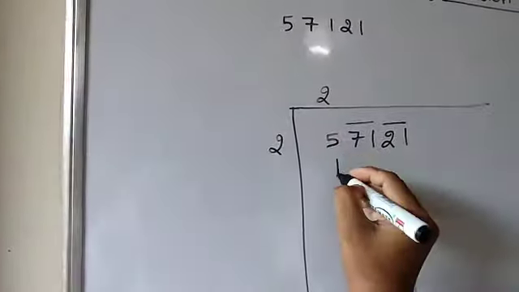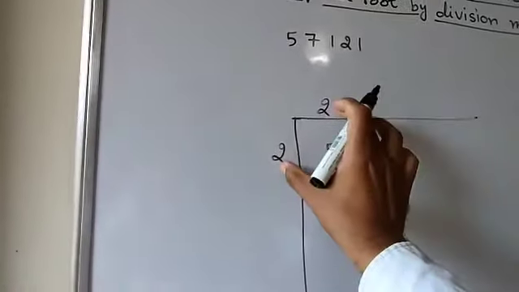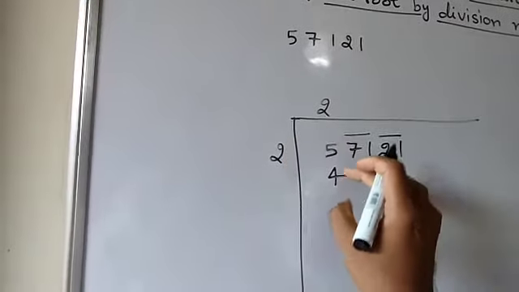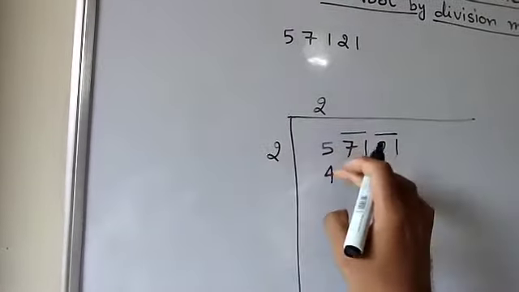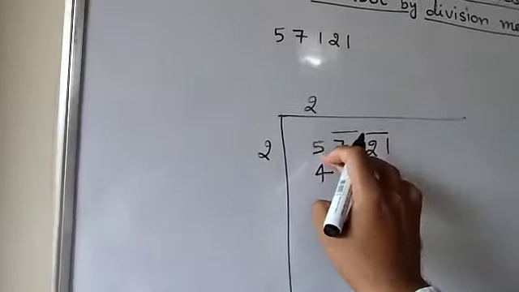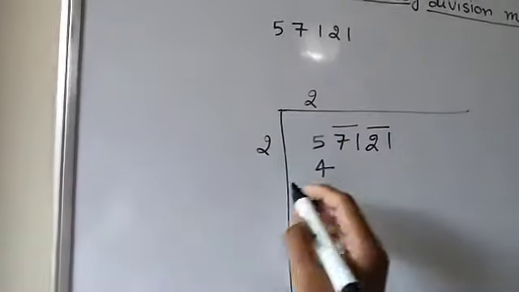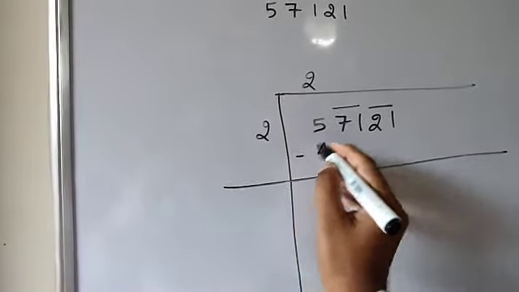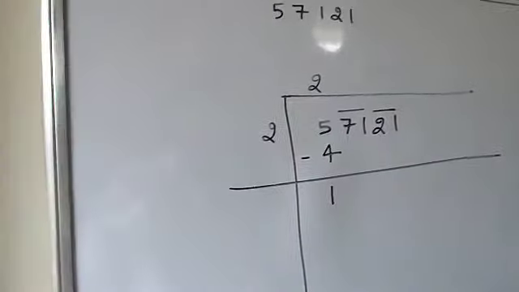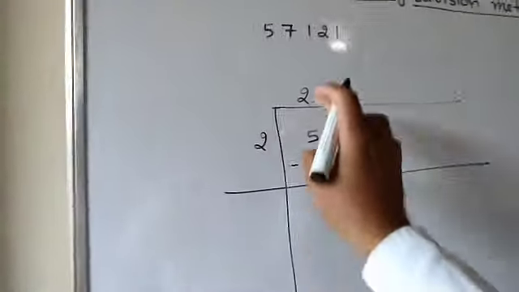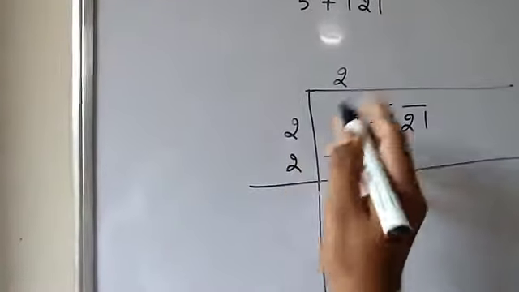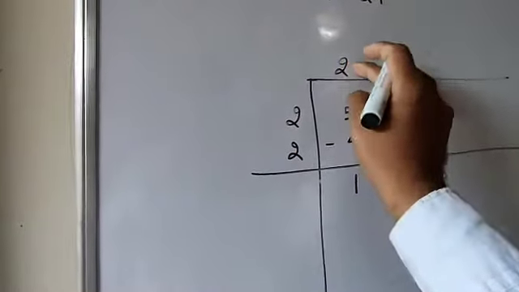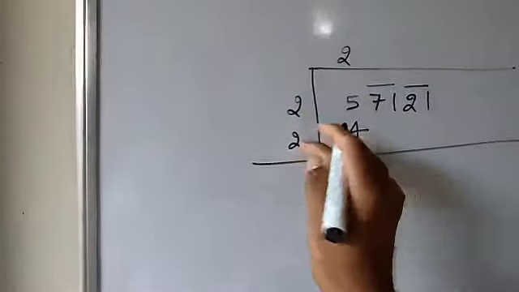2 times 2 is 4. So you need to pick a number whose square is either equal to this or just less than this. 1 times 1 is 1, that is less than 5. 2 times 2 is 4, that is less than 5. 3 times 3 is 9, which is greater, so you will take 2. After that you draw this line and subtract. 5 minus 4 is 1. Now this 2 will be kept here, and you need to add it. Here 2 is there, so again you put 2 here. 2 plus 2 is 4.